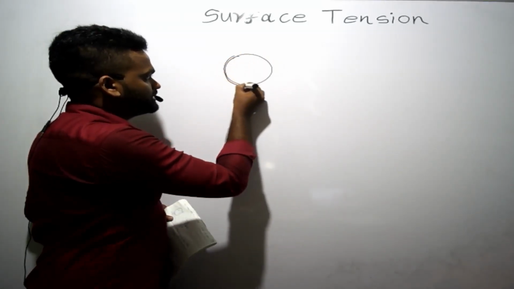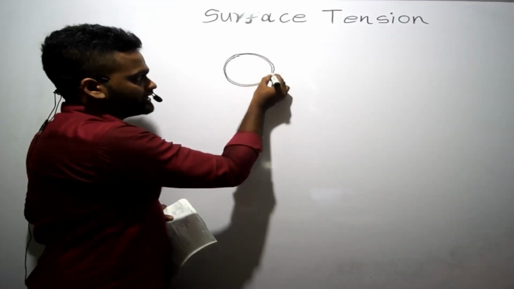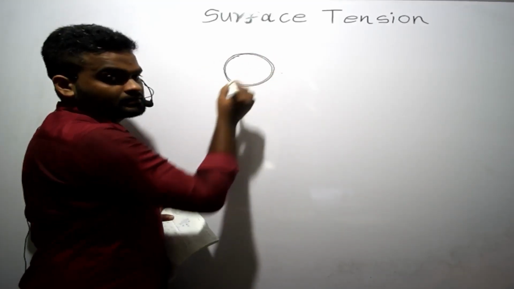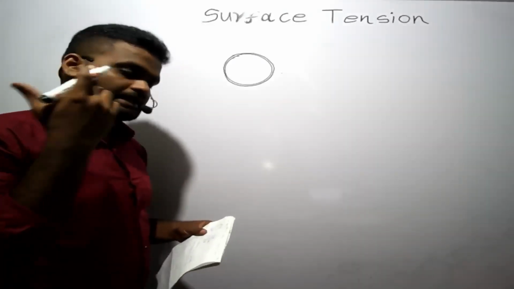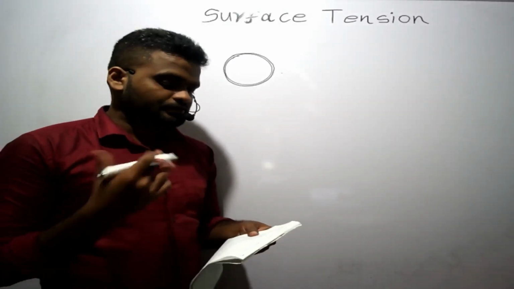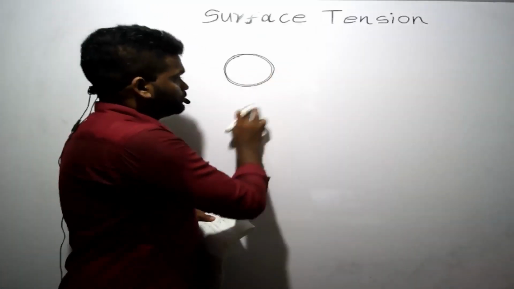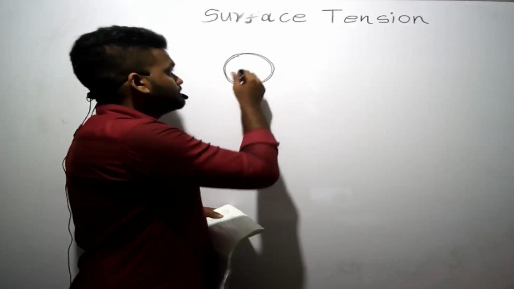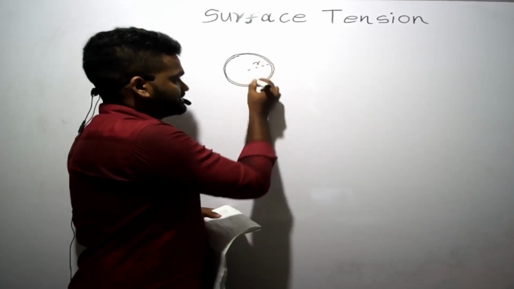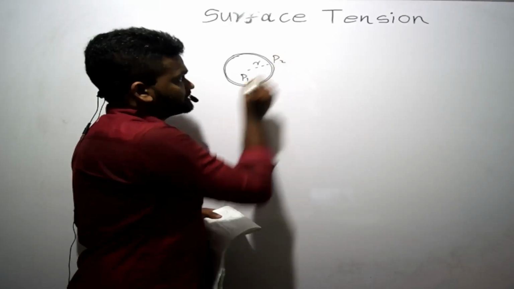So here you have the soap liquid layer. Here air, liquid, and again air. So what do we have to do? In the earlier cases, we just multiplied by 2, right? So let's see what happens here. So let's say the radius is simple r, internal pressure P1, now external pressure P2.